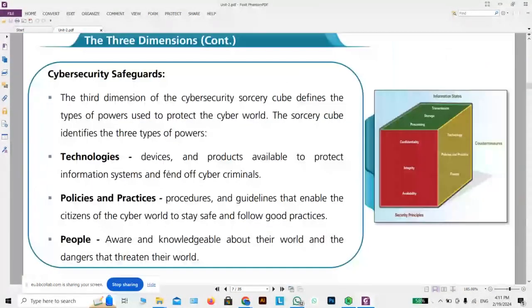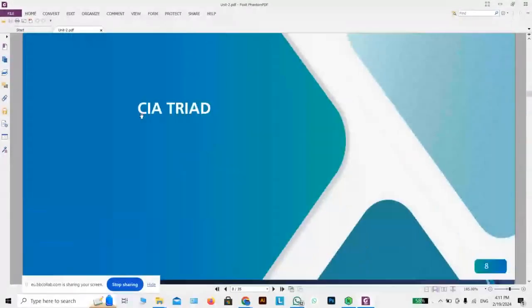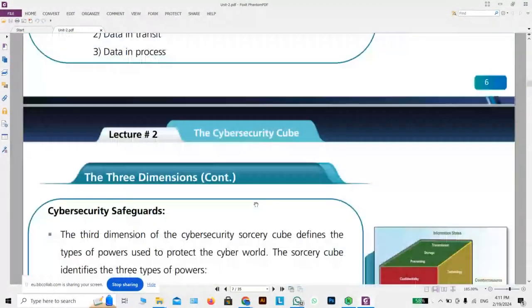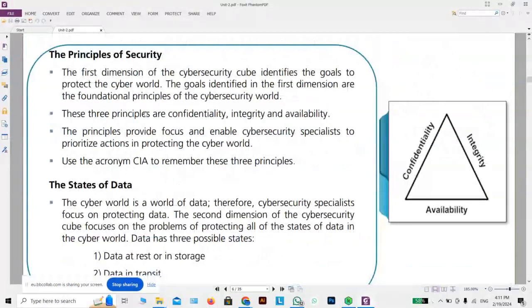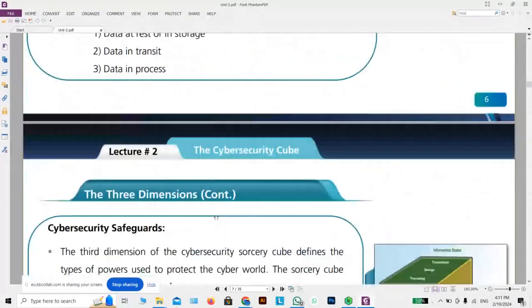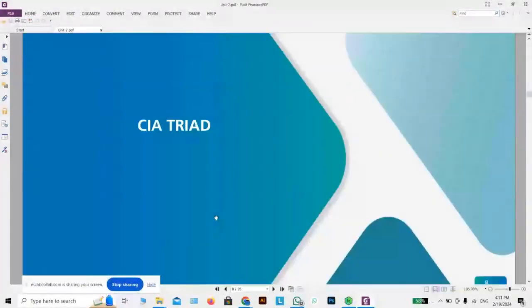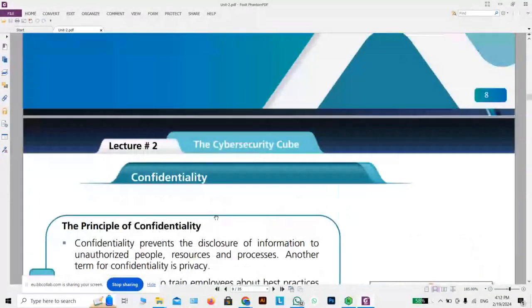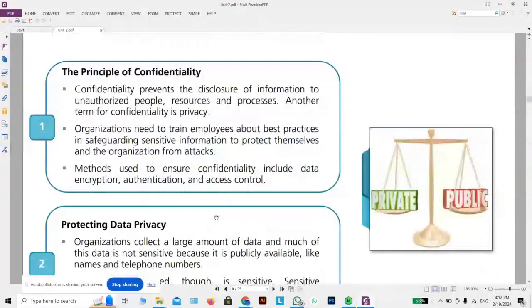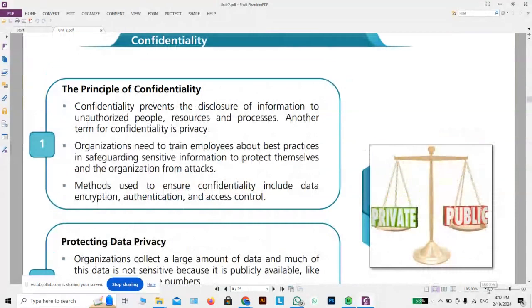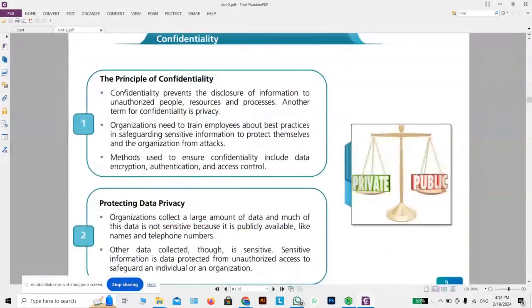Okay, let's see this CIA triad. Which is the CIA triad? It is the very first dimension here: confidentiality, integrity, and availability. Let's talk about each of these terms one by one. Let's look at the first one, that's called confidentiality. I will give you examples for this, and then I'll read the text for you to get to know what is written here in these slides.